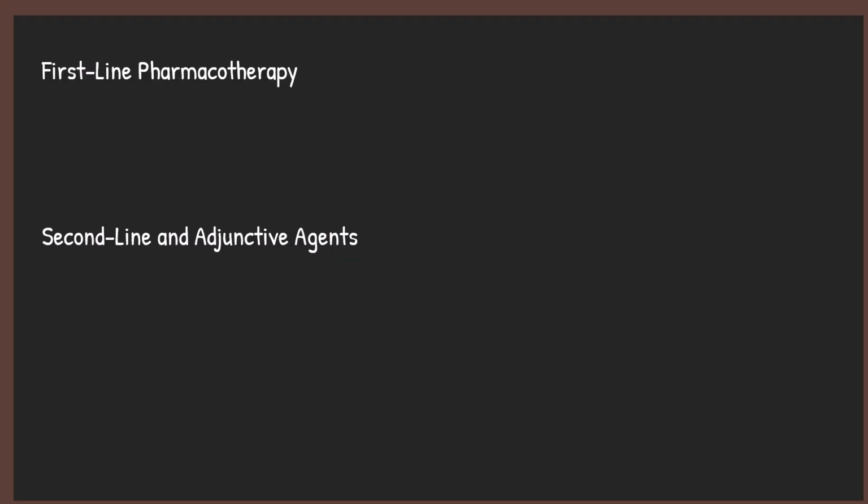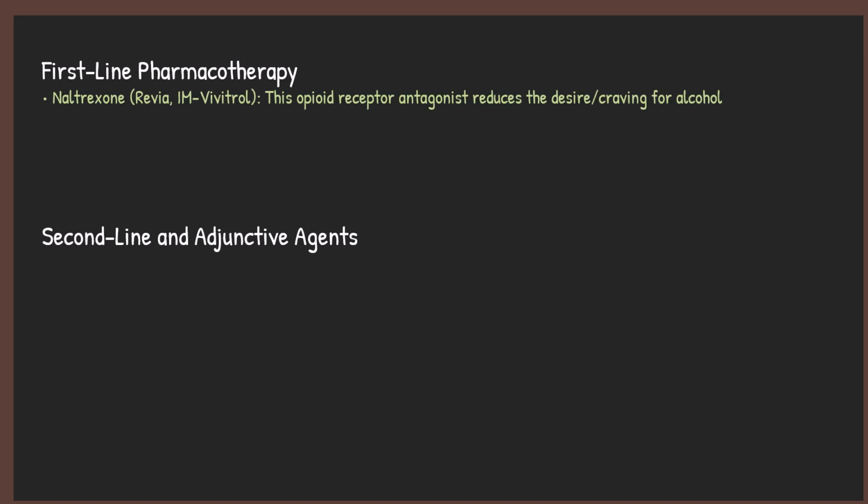Now, you will be tested on medications used in alcohol use disorder. First line for alcohol use disorder is naltrexone. This is an opioid receptor antagonist that reduces the desires or cravings for alcohol. Naltrexone is great. It's once a day or once a month if you use the IM version. It can precipitate opioid withdrawal, so you always want to ask your patients about opioid use before giving naltrexone. And it can also affect the liver. So if your patient has severe cirrhosis, you might want to use a different medication.